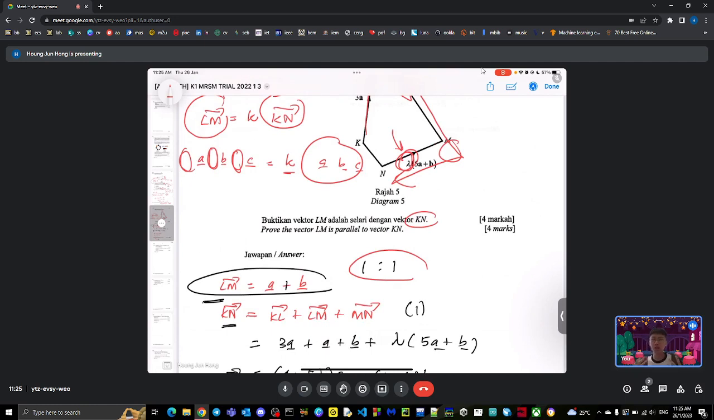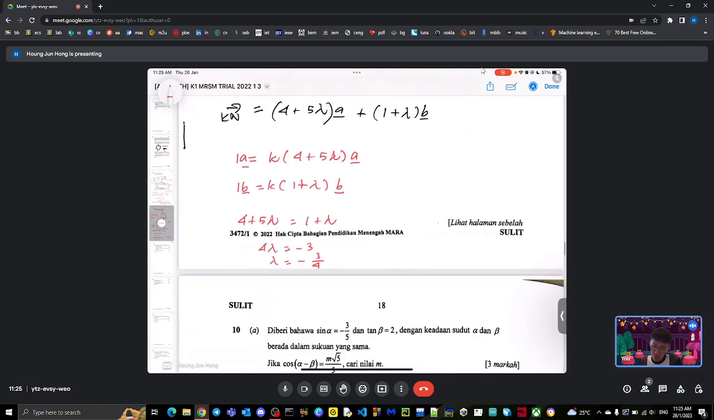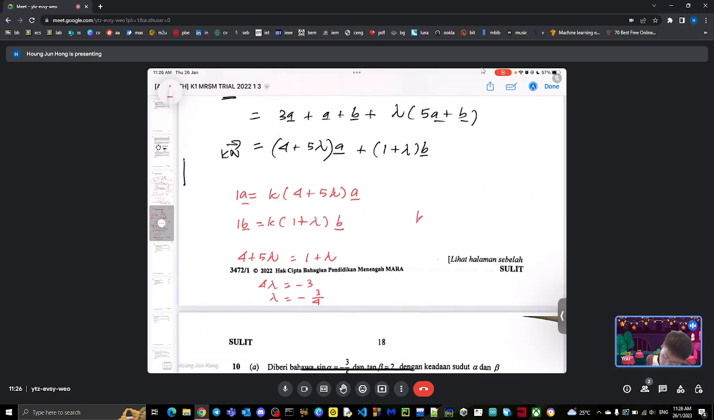The question wants you to find it out and then prove that there is a certain value in this lambda that will give the relationship of parallel. If the lambda is given to be, let's say, 3 or 2 or 1, as long as it is not negative 3 over 4, then this entire equation would not be valid, because this entire parallel relationship, as we prove here, must be equal to both sides, and the value of the lambda given would be negative 3 over 4.